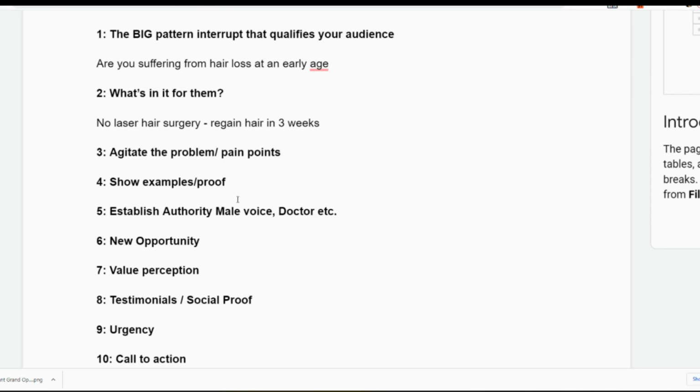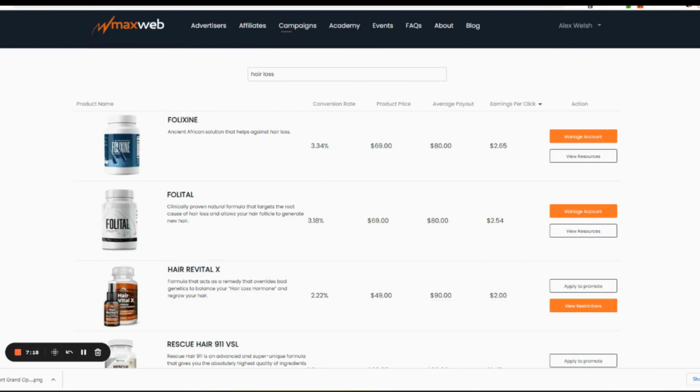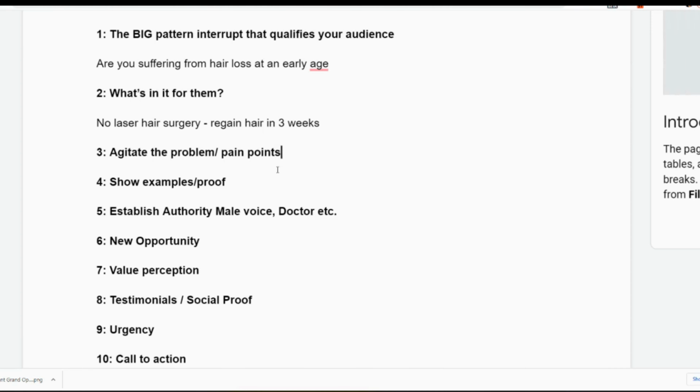Then you want to show examples or proof. So whatever they're claiming, like I said, you're just going off of the VSL really. Whatever's on the VSL, you want to take everything from that and reword it. So don't copy it directly, but put it in your own words, make it sound authoritative, coming from an expert point of view, almost like you were some kind of reporter reporting on this. That's where you want to come in.